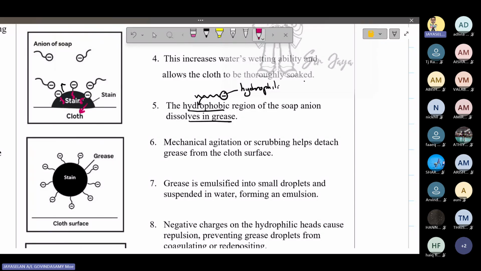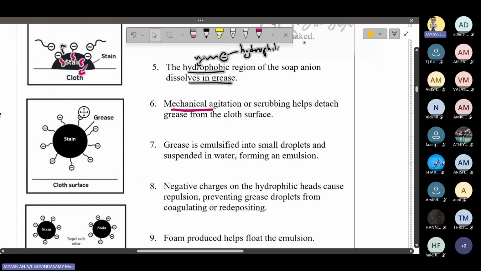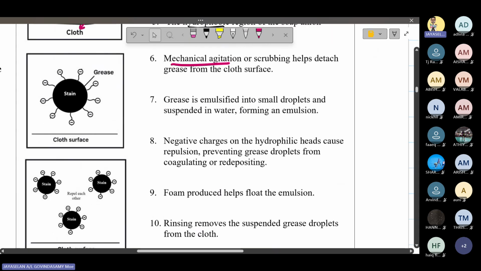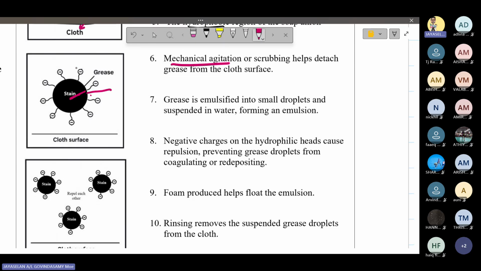Okay, pushing and pulling force. And during this you do mechanical agitation. Mechanical agitation means you shake the water, do scrubbing, all that. It will detach the grease from the cloth. The pushing and pulling force, this pushes down, this up. Head up, tail down. It will emulsify the grease into small droplets, because the head pushes up and the tail pushes down, as the tail doesn't want water to touch it.